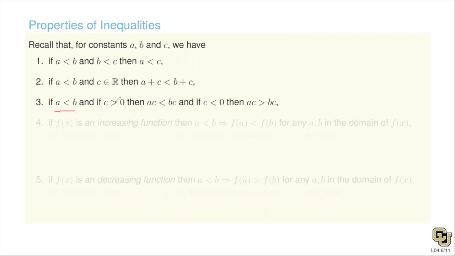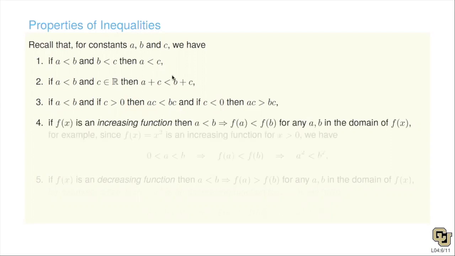If a is less than b and c is a positive number, and you multiply both sides of the inequality by a positive number, the inequality stays the same direction. If you multiply both sides of the inequality with a negative number, the inequality flips its direction. And this is really because of increasing and decreasing functions. When we study these as the properties of inequalities, in the background, there's increasing and decreasing functions.